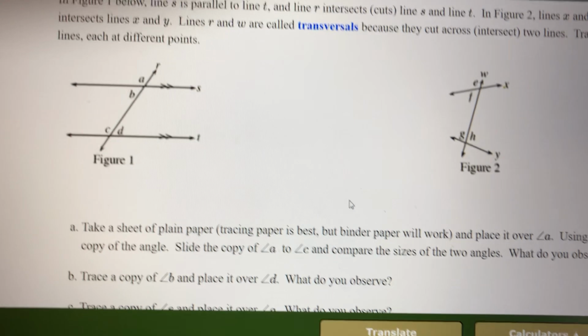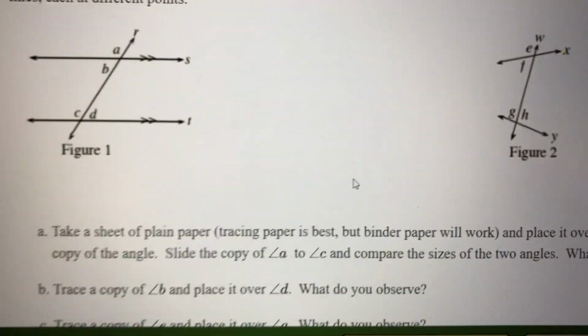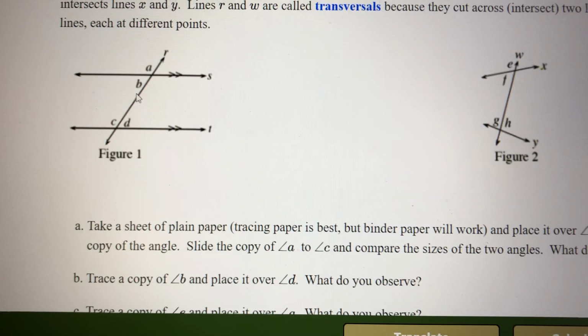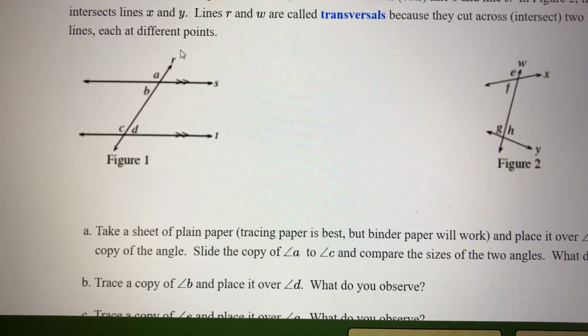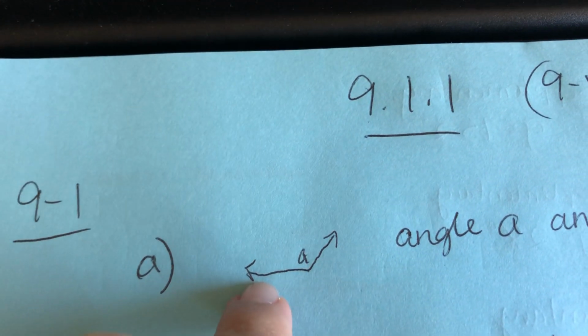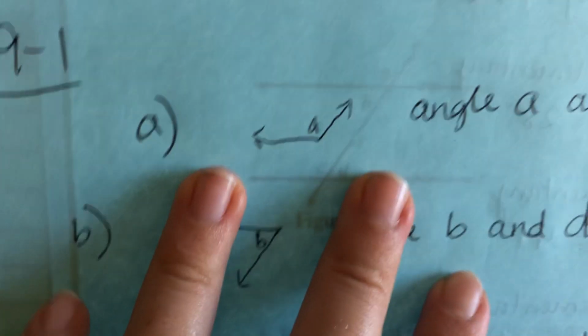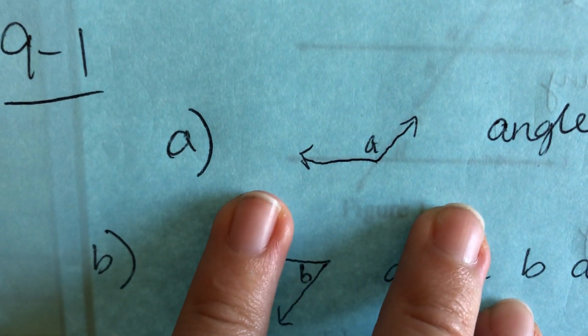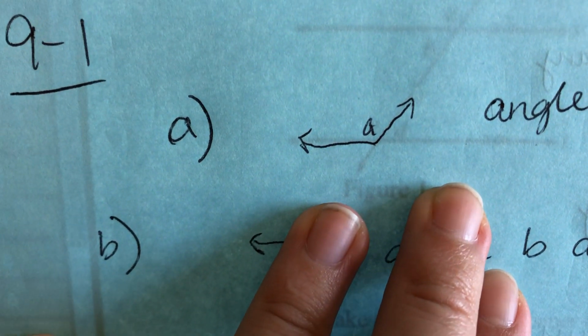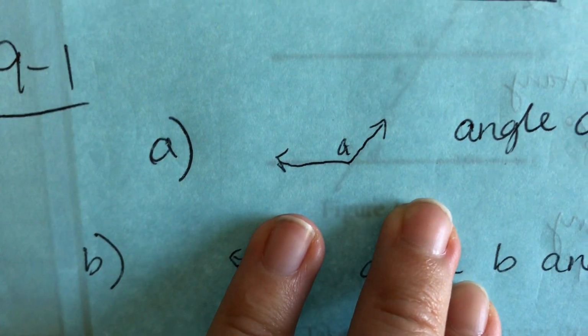Okay, so I'm going to show you my paper because we kind of did this already. For part A, it wanted you to trace angle A and then slide it over C and compare it. So I did that on my paper right here. That's my very lovely angle A that I traced, and then I put it over angle C. You'll notice that angle A completely covers angle C. So angle A and angle C are congruent, but you can say congruent, you can say the same, it doesn't matter.